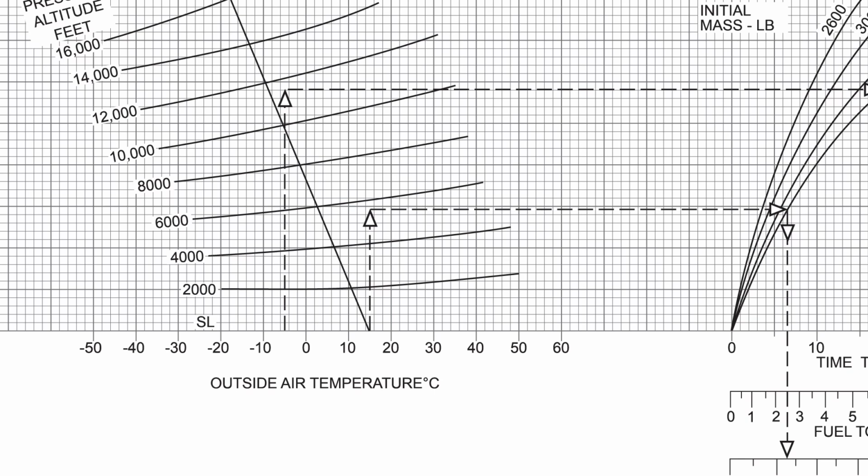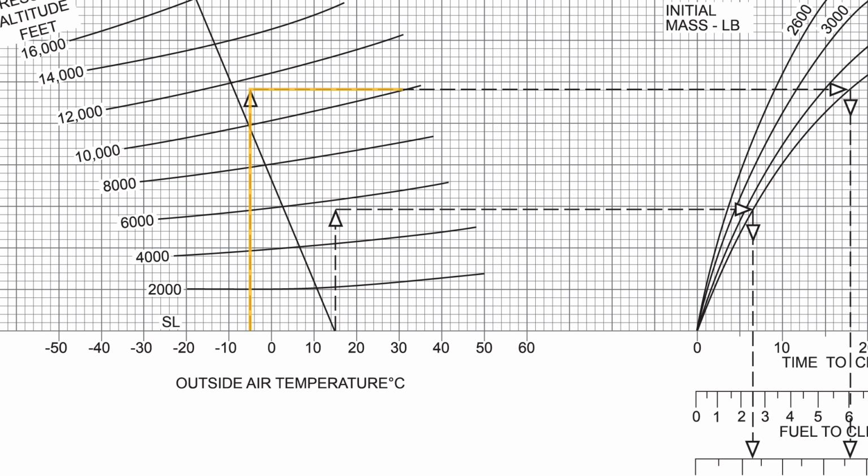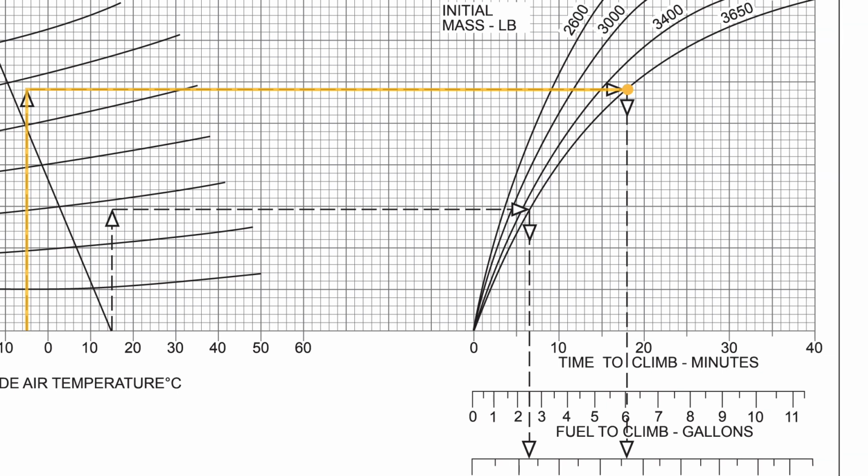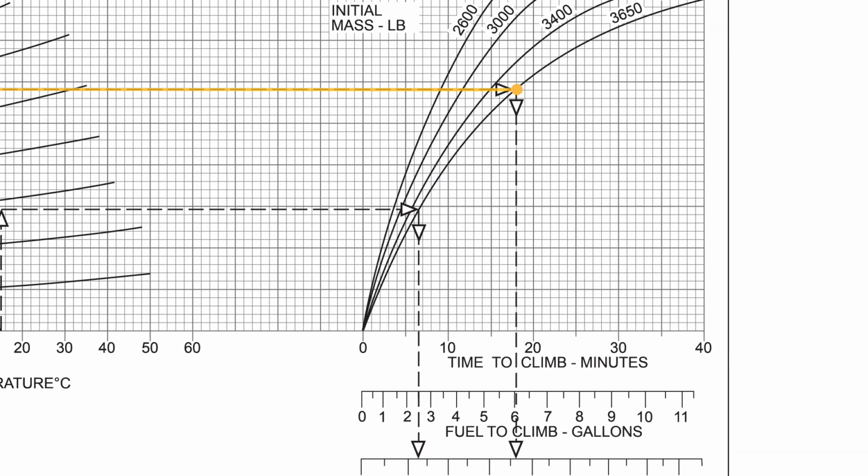Enter the graph at the ambient temperature at the top of climb, -5 degrees Celsius, and travel vertically to intersect the top of climb pressure altitude grid line of 11,500 feet. From this grid line, move horizontally right to intersect the aeroplane mass grid line of 3,650 pounds.